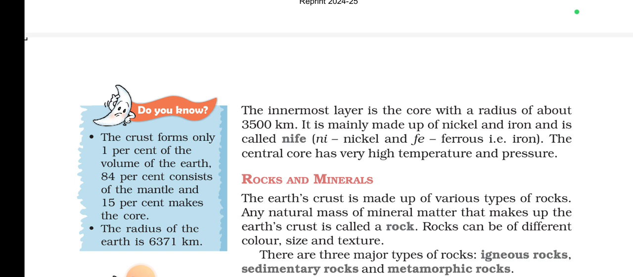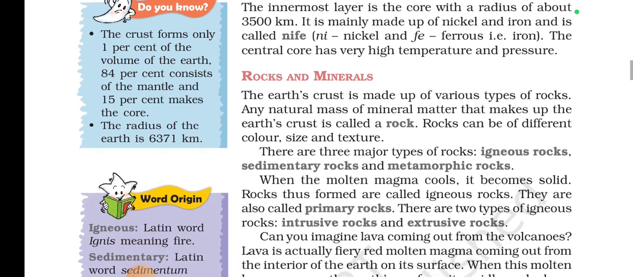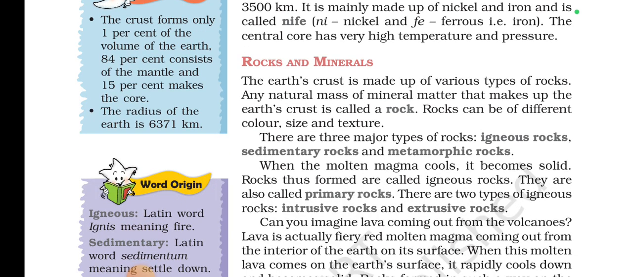Now, moving ahead, rocks and minerals. The Earth's crust is made up of various types of rocks. So what is a rock? A rock is any natural mass of mineral matter that makes up the crust. Rocks can be of different color, size, and texture. There are three major types of rocks: the first is igneous, the second is sedimentary, and the third is metamorphic.